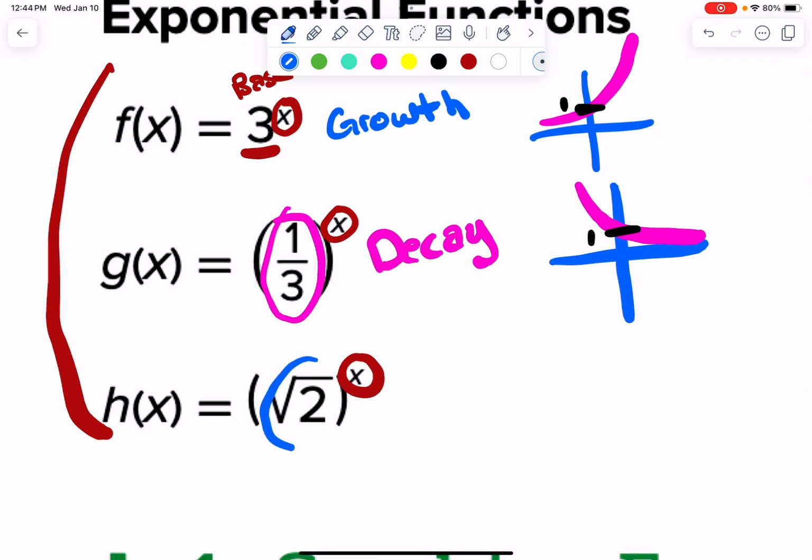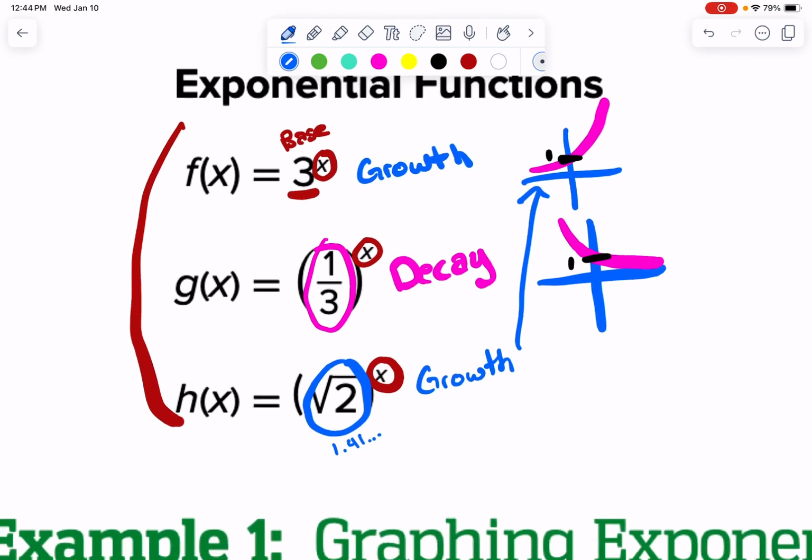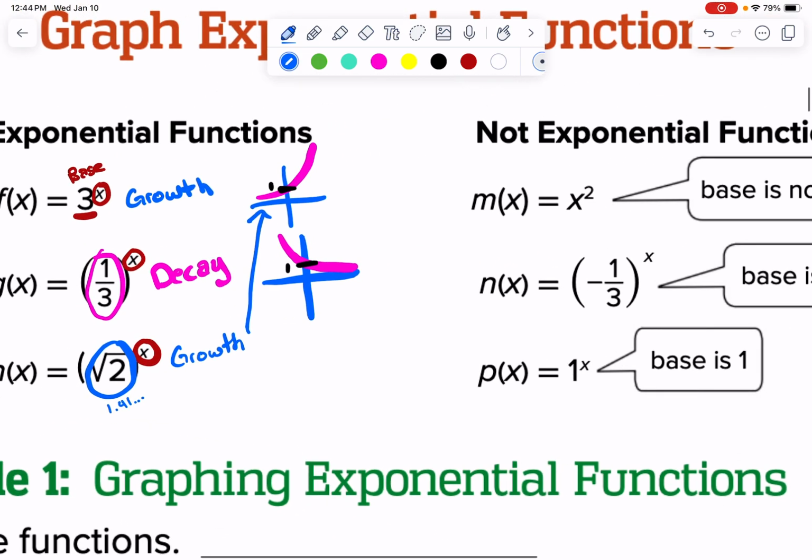The square root of 2 is my base number, and the square root of 2 is like 1.41 whatever. So that makes him a growth function. So he is going to look like this again, okay? Those are exponential functions. These are not exponential functions.